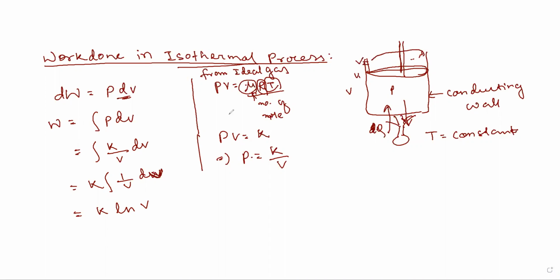Now it's a definite integral, so volume, suppose V1 to V2. Initial volume V1, final volume becomes V2. So volume varies from V1 to V2. So ln V, I'll write V1 to V2. Then you know how to calculate the integration. I'll put V2 first, then V1. So I can write K ln V2 minus ln V1. ln is the logarithm function, log base e, that is called ln.